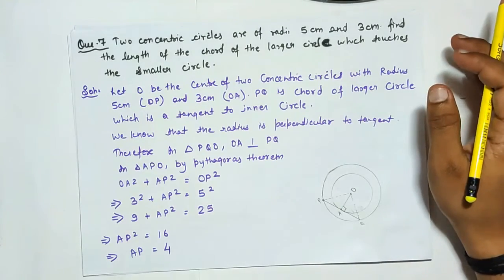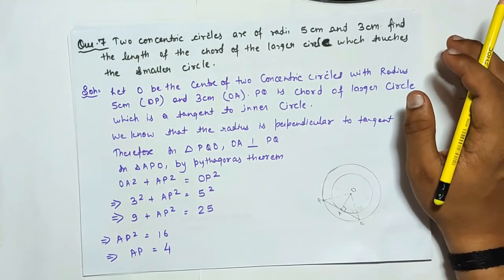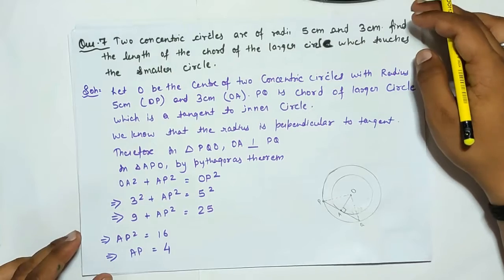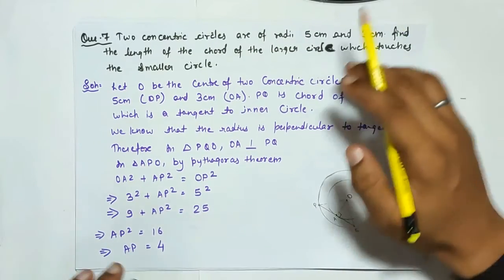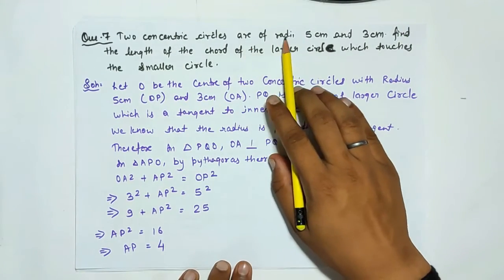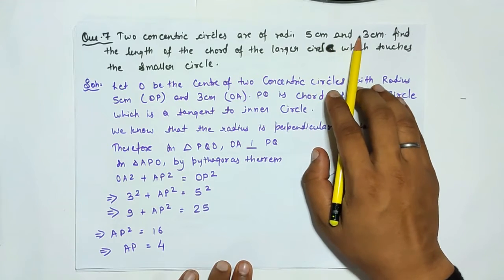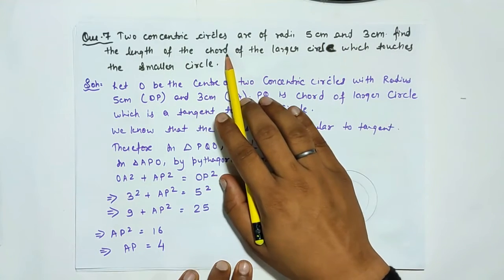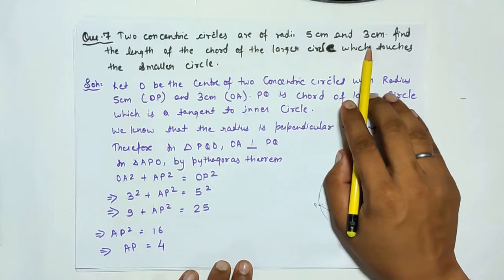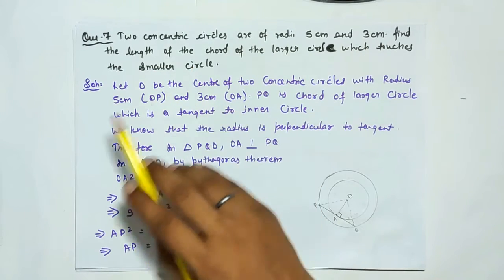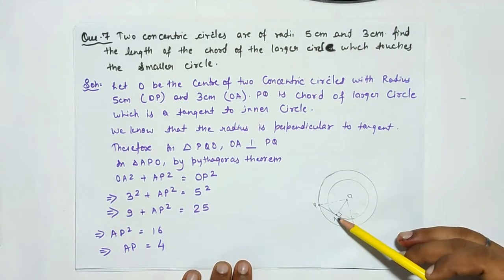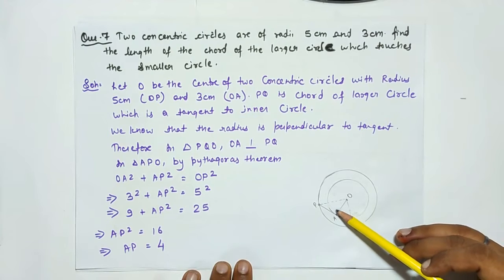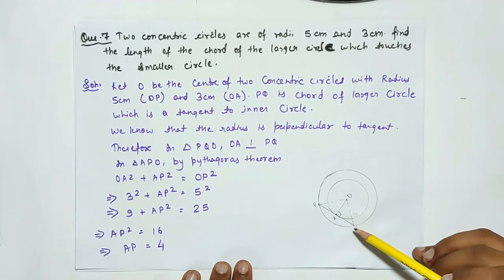Now moving to the next question, that is question number 7. So question number 7 in this video says the concentric circles are of the radius 5 centimeter and 3 centimeter. Find the length of a chord of a larger circle which touches the smaller circle. So we have to find the length of a chord of a larger circle which touches the smaller circle.